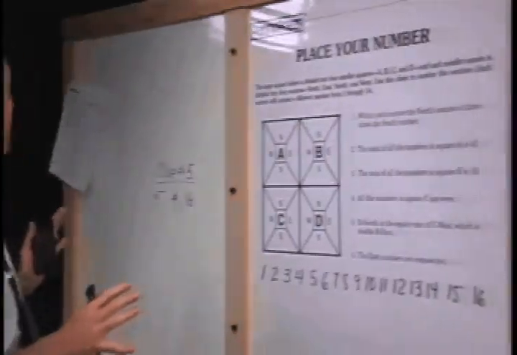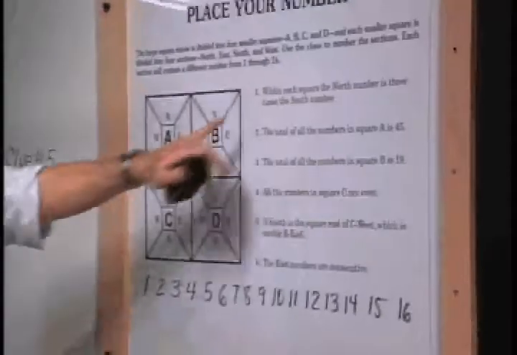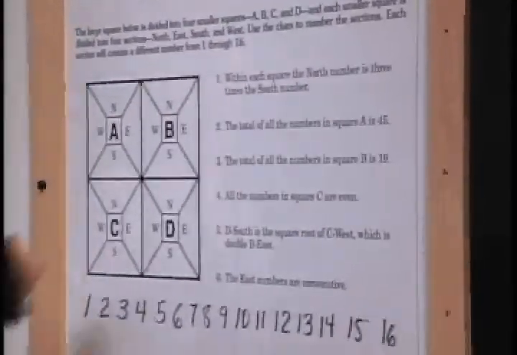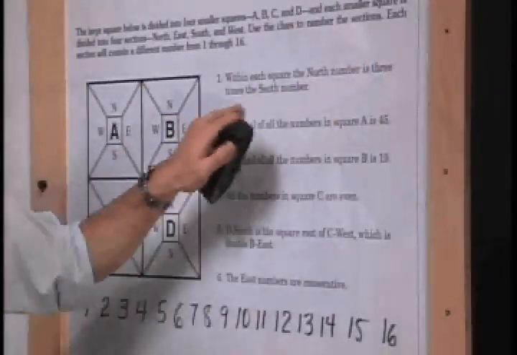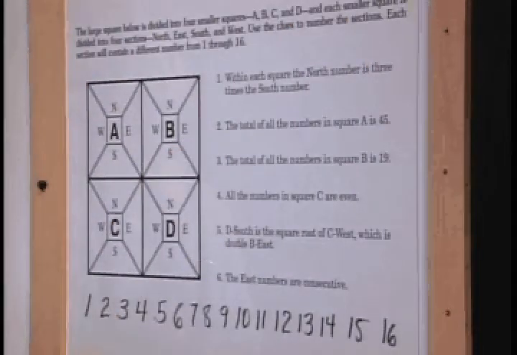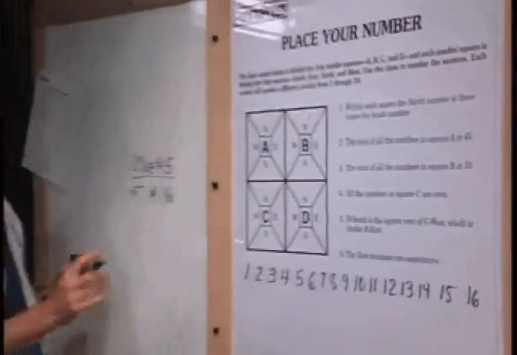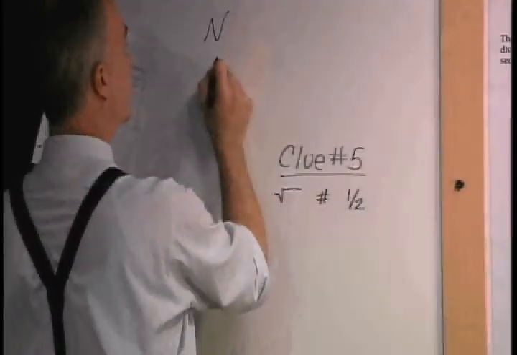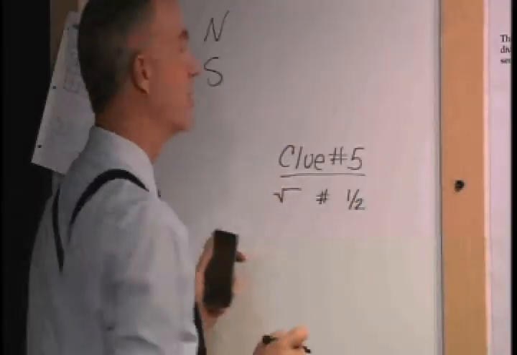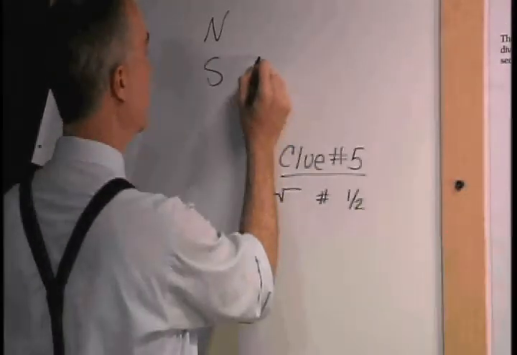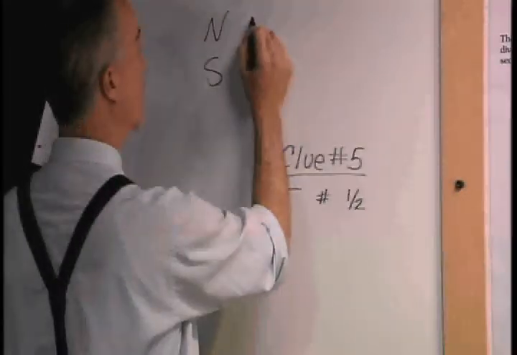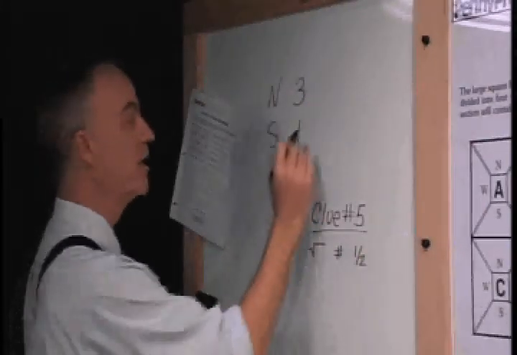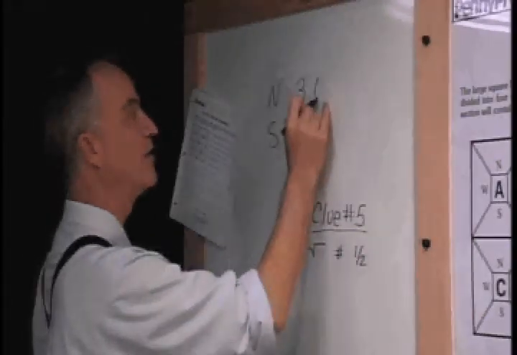Well, the first thing that we want to do is take a look at clue 1 again. Within each square, the north number is 3 times the south number. As we've done on some other puzzles, what are the possibilities, what are the combinations that we can use for north and south where one number is going to be 3 times the other number? The north number is going to be 3 times the south number. So, for example, if south is 1, north would have to be 3.